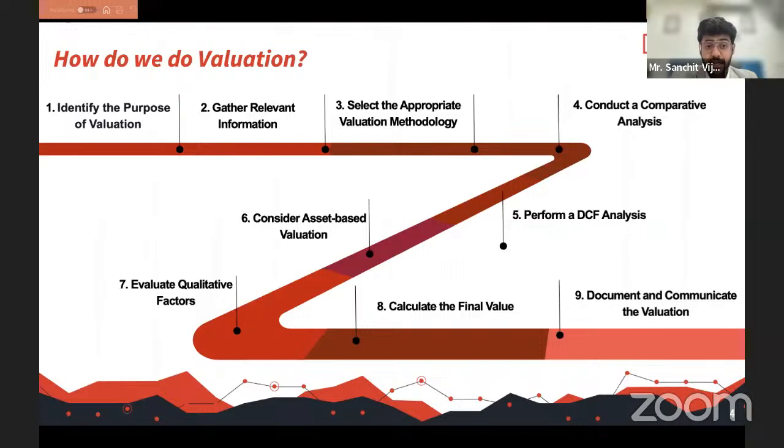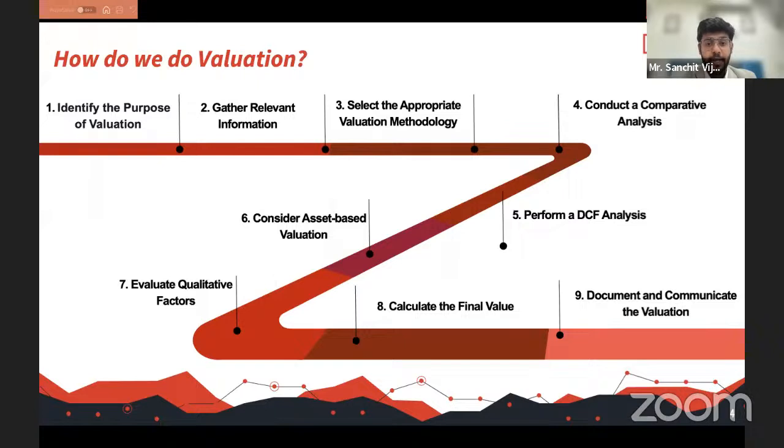The seventh factor is evaluating qualitative factors. In addition to financial analysis, we have to consider qualitative factors that may impact the valuation. These can include the company's management team, the competitive advantage, the market position, the intellectual property rights or brand value, or the overall industry outlook.